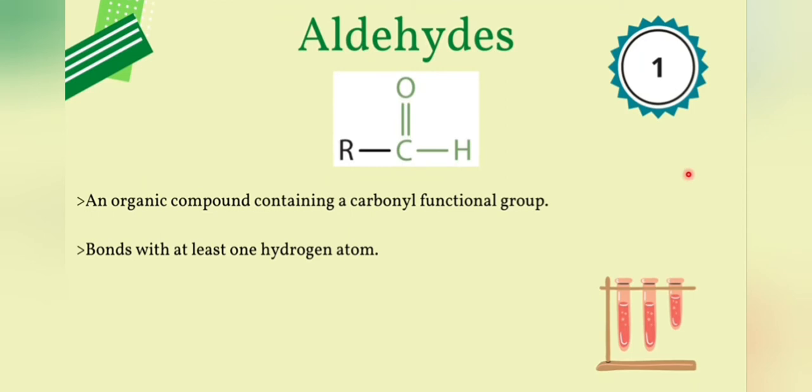For the second functional group, which is aldehydes. This is an organic compound containing a carbonyl functional group. This is the illustration for the aldehydes. It bonds with at least one hydrogen atom and one substituent.